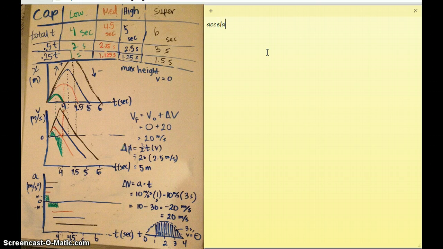Acceleration equals negative 30 meters per second. Oh, I'm sorry. That is not acceleration. That is the change in velocity. Change in velocity equals negative 30 meters per second.